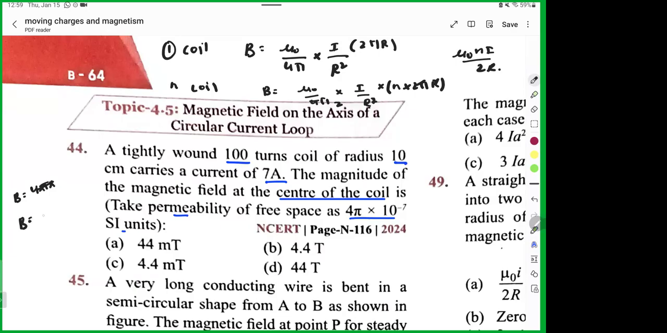Yes, Chandana. Sir, I got 4.4 millitesla. 4.4. Option C. By 2R. What is the R value? 10 centimeters. So 1 by 10, and the number of turns is 100. So if you write this 22 by 7, the 7s will be cancelled. 88.